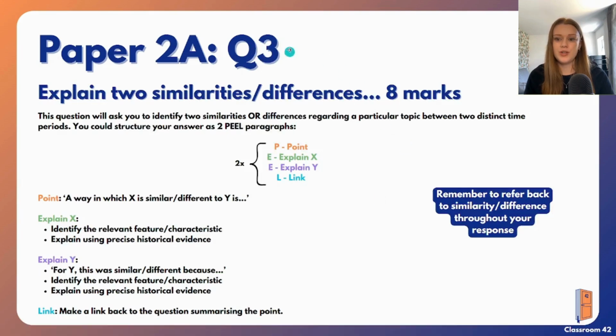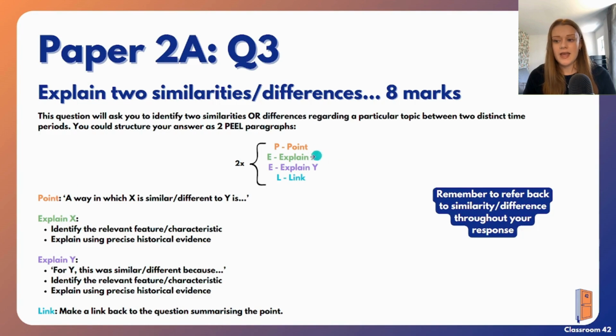Okay, so for question 3, our last 8 marker for this section, here we need to explain 2 similarities or differences depending on what the question is asking us. So this question will ask us to identify 2 similarities or differences regarding a particular topic between 2 distinct time periods. So it will specifically give you 2 different time periods that you have to compare. So for this question, I would recommend doing 2 PEEL paragraphs. But these are slightly different to our normal PEEL paragraphs. As you can see, instead of our normal, we've got point, explaining X, explaining Y, and then link.